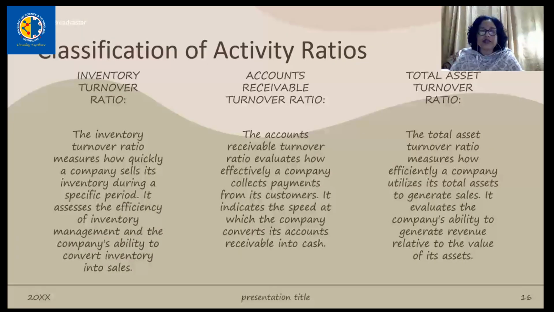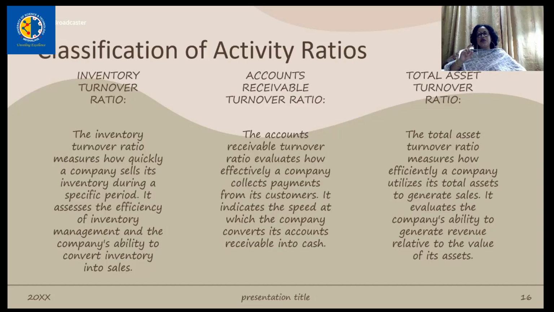Next is the activity ratio. So activity ratio includes the inventory turnover ratio, accounts receivable turnover ratio and total asset turnover ratio. The inventory turnover ratio measures how quickly a company sells its inventory during a specific period. It assesses the efficiency of inventory management and the company's ability to convert inventory into sales.